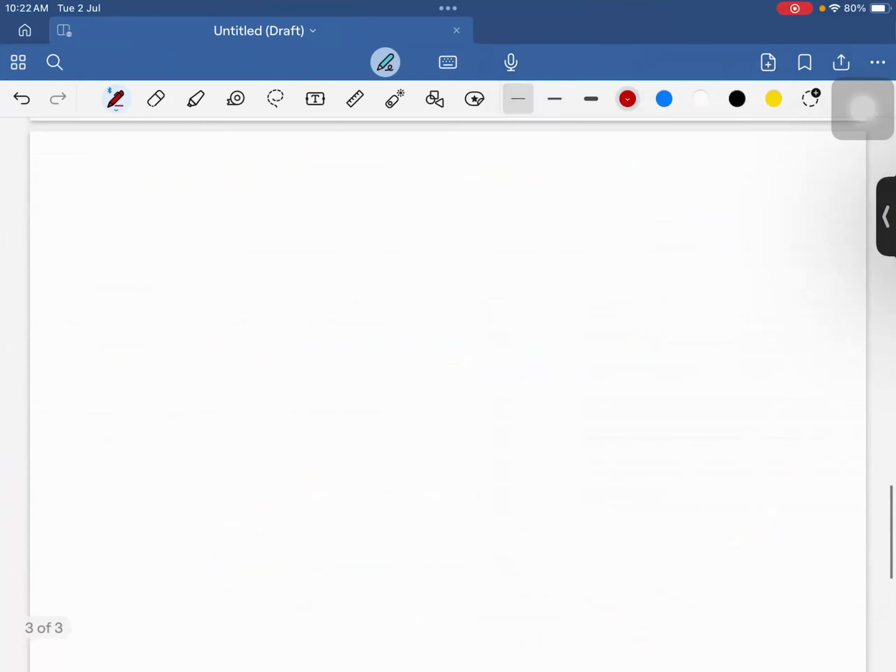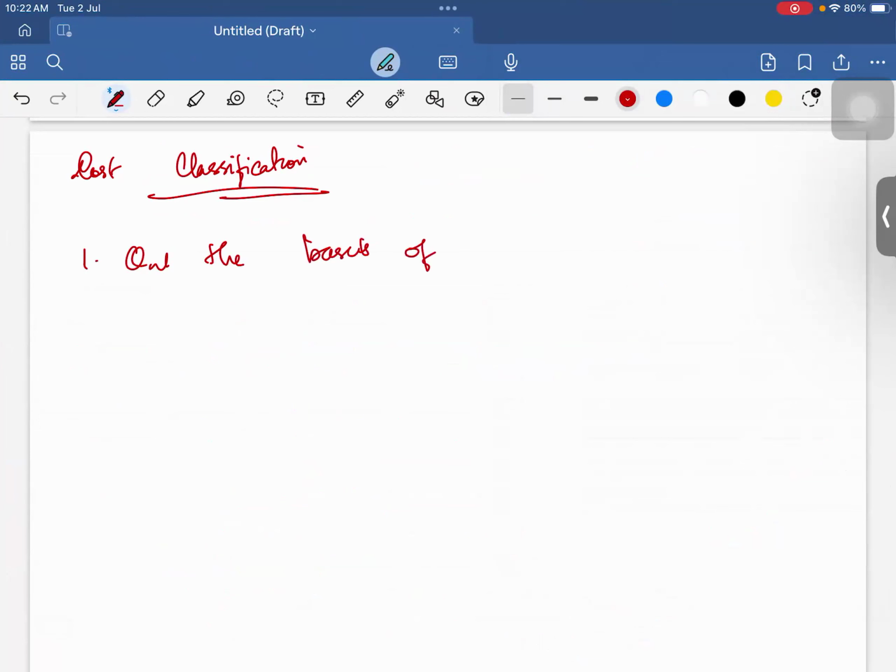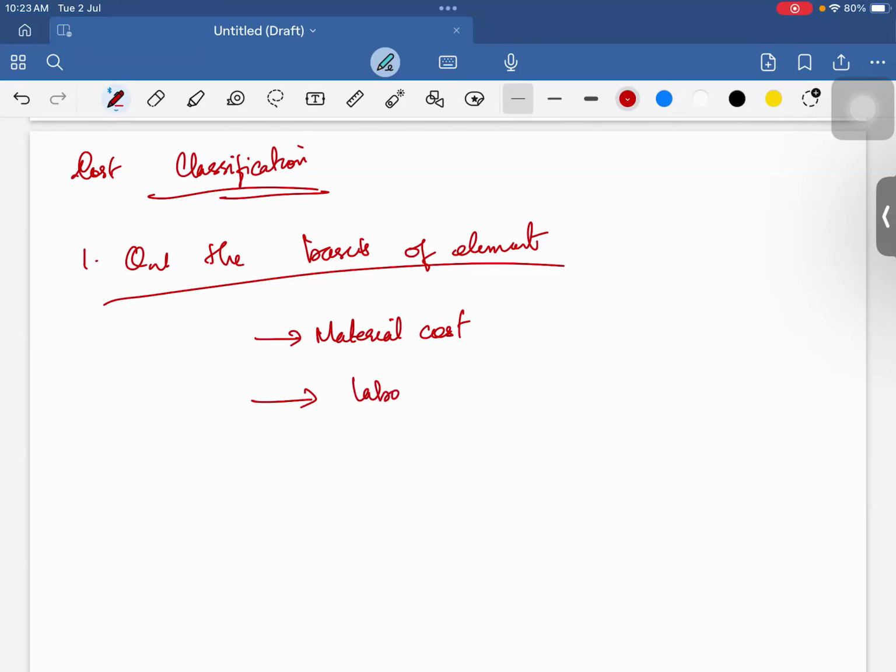Okay, again, we're going to revise things that we studied. Next is cost classification. First is on the basis of element. This is the same thing that you studied in MA. We're just going to revise. So element wise, you have material cost. Materials are things that you use for the production purpose. And the second one is the labor cost.